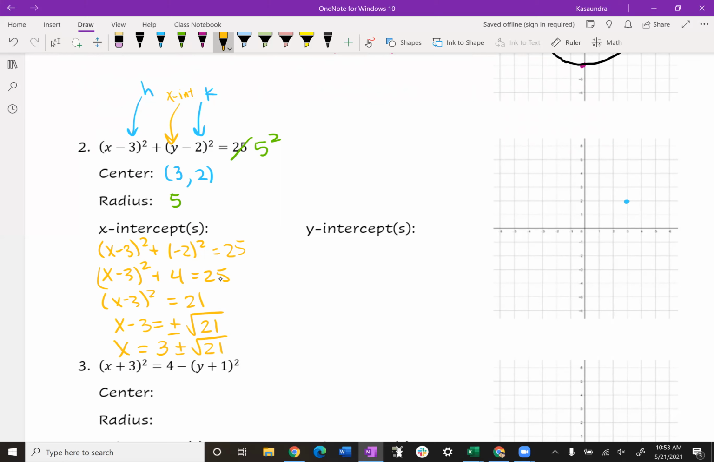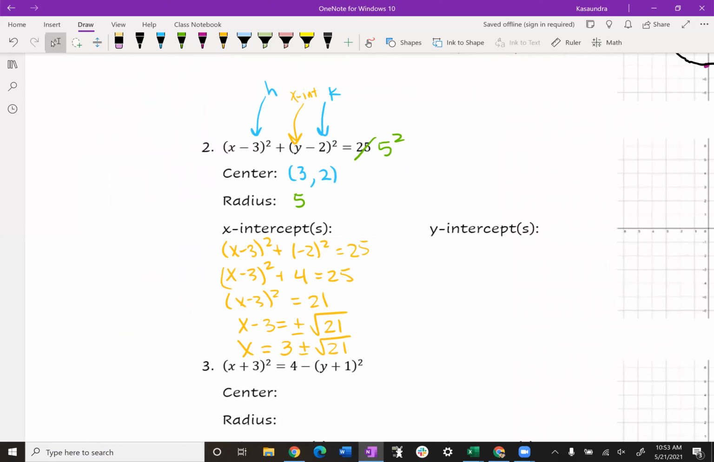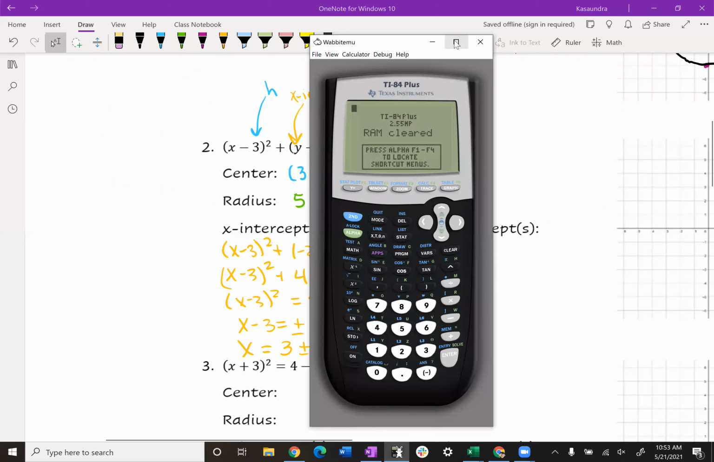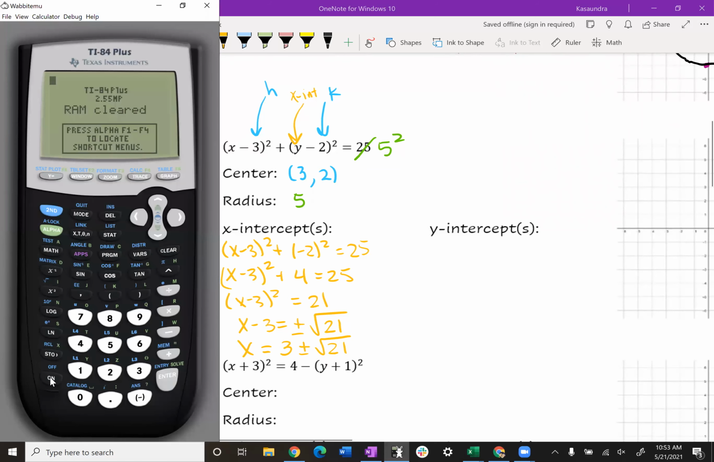So this gives me like 2 separate answers. Let's figure out where those are on my x-axis. I'm going to get the decimal form of this. It's a little easier to plot the decimal form. And so I will do my 3 plus the square root of 21.